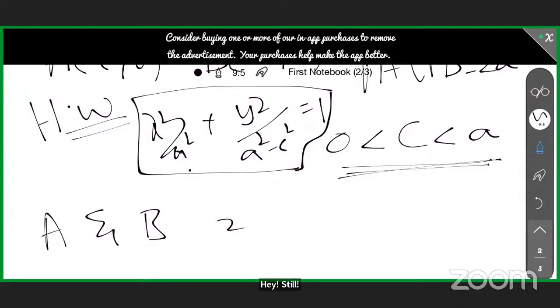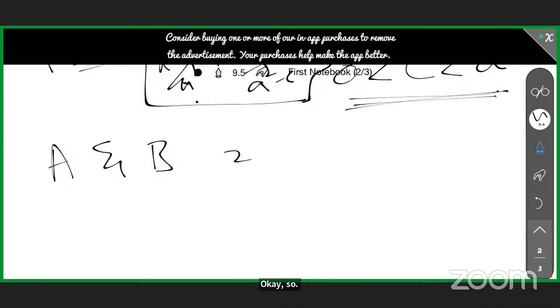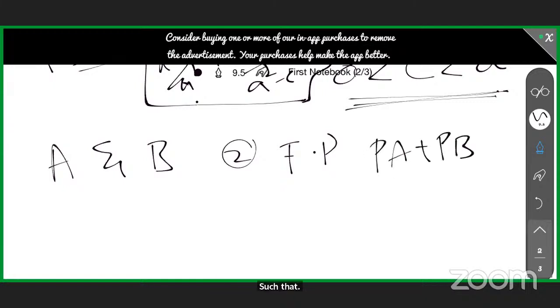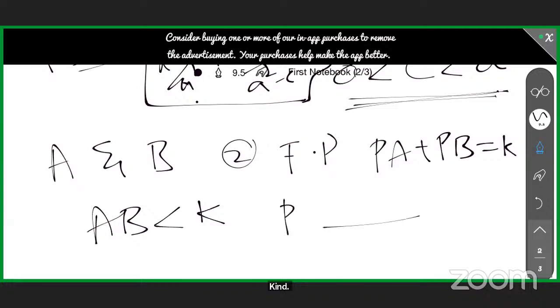A and B are two fixed points such that PA plus PB is equal to k. Then P is the locus of which one? PA plus PB means the sum of the distances between a point and two fixed points is a constant, and that constant is greater than the distance between the fixed points. Then the locus is of which curve?